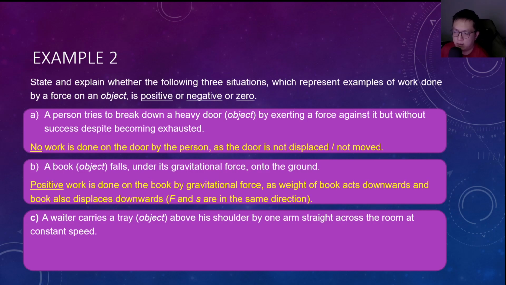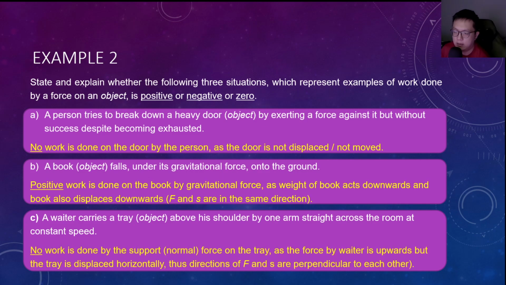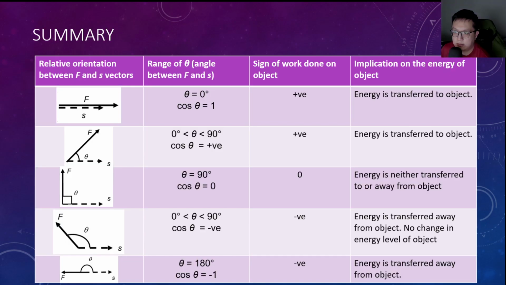A waiter carries a tray above his shoulder by one arm straight across the room at constant speed. His arm is exerting an upward force, but the tray is moving horizontally. So there is no work done at all, since my force and displacement are perpendicular to each other. Right? So let's look at the summary of what's going on here.